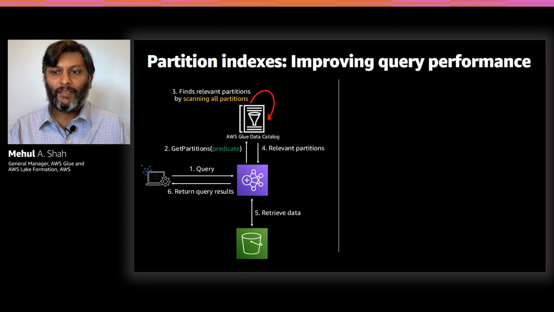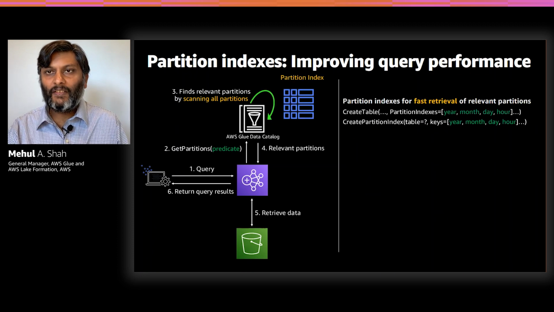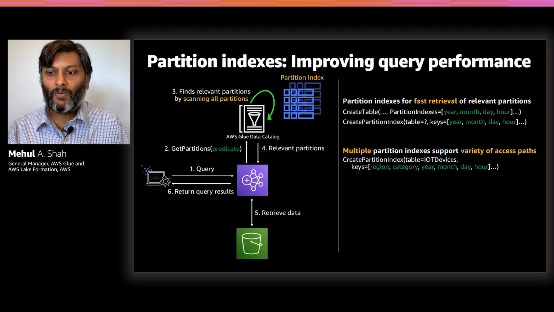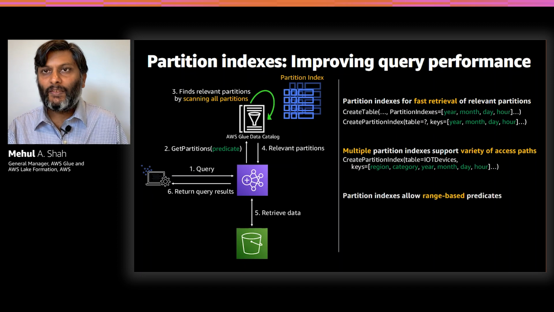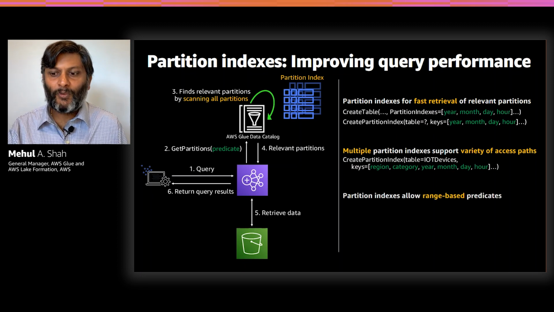What we added is a new feature called partition indexes. Partition indexes basically improve the query planning phase. You can create partition indexes on any partition column or any combination of partition columns. In this case, we've created one on year, month, day, and hour. You can create as many of them as you want, so you can add region and category for another one. And the nice cool thing about partition indexes is they also support range-based predicates. So you can very quickly narrow down, for example, all of the partitions that span from, say, 10 a.m. to, say, 1 p.m.